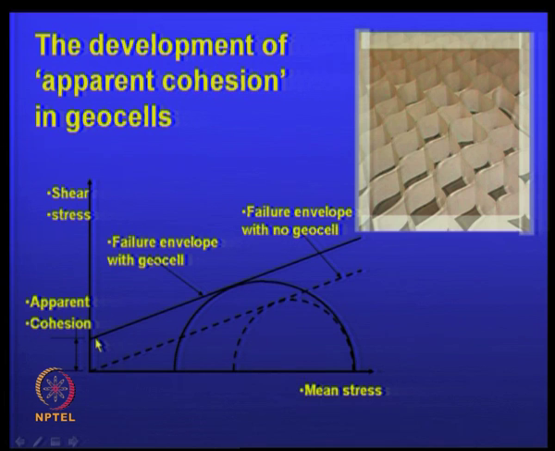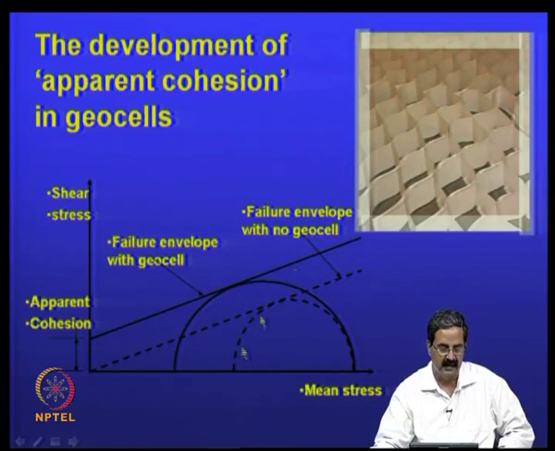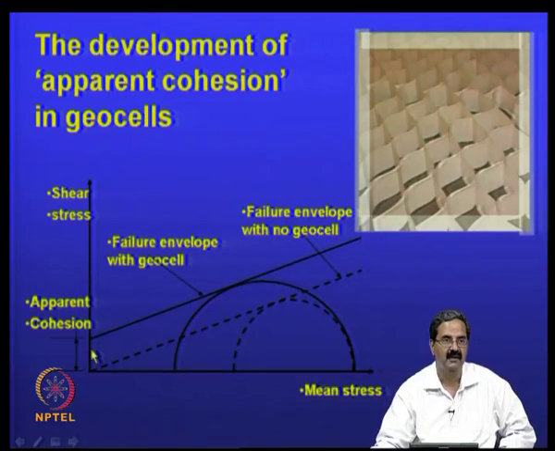What happens is that under the action of the geocell, the apparent cohesion develops. The soil is essentially sand, the Mohr circle line is like this, the failure line, and once you have cohesion introduced into this membrane material, you have an apparent cohesion. So, this is an extra cohesion that you have because of this geocell. This extra cohesion is also called confining pressure. So, the advantage of the geocells is that they add a sort of confining pressure.